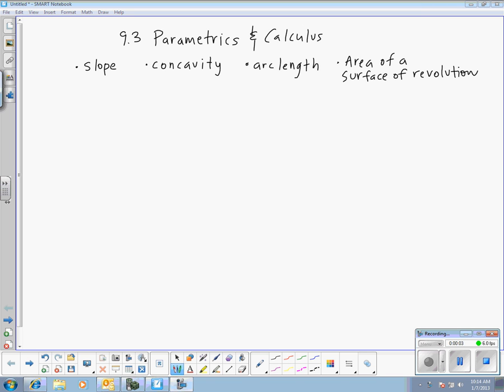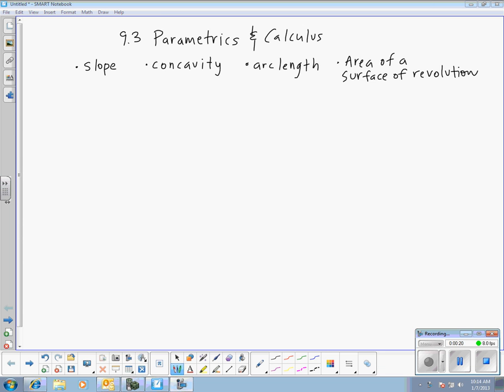Okay, guys, this is section 9.3 for Calc 2, parametrics and calculus. In 9.2, we learned about just parametric equations in general, graphing them and eliminating the parameters, mostly what we focused on, just to get an idea of what a parametric equation was.